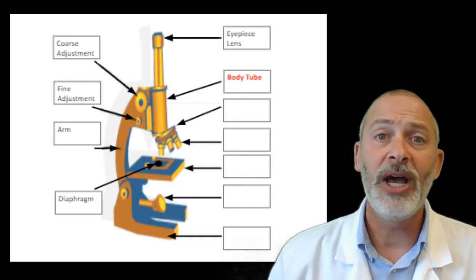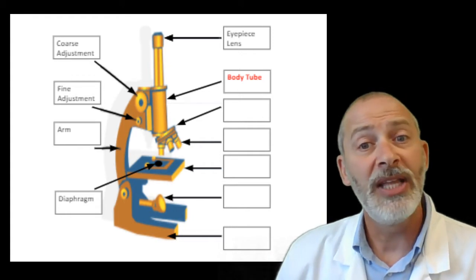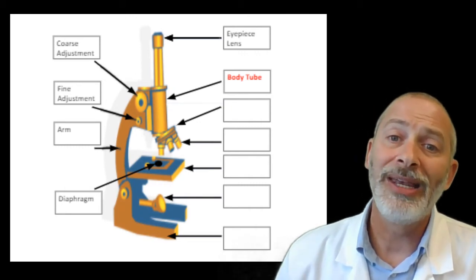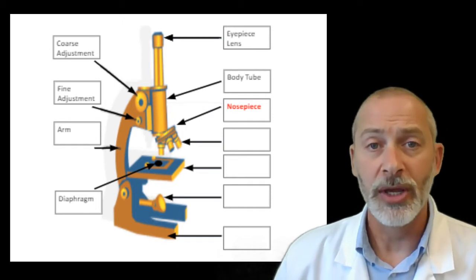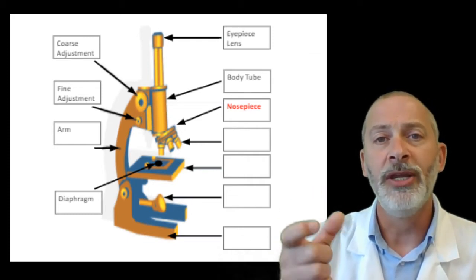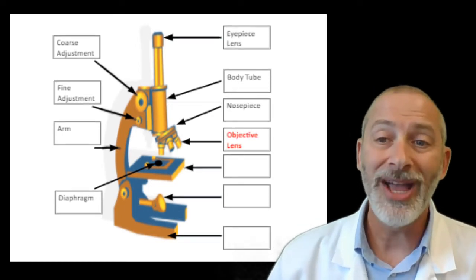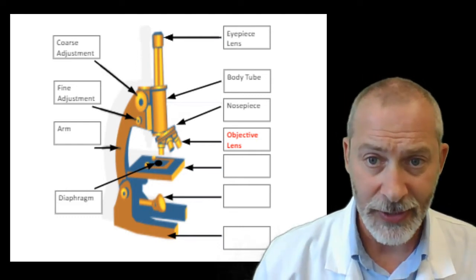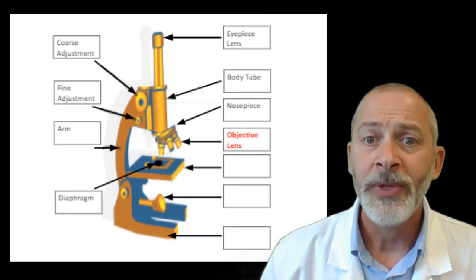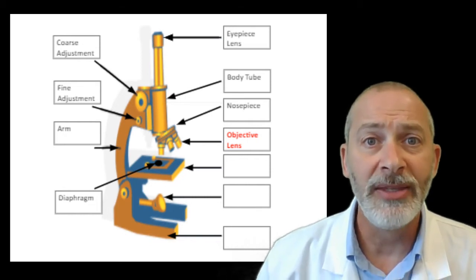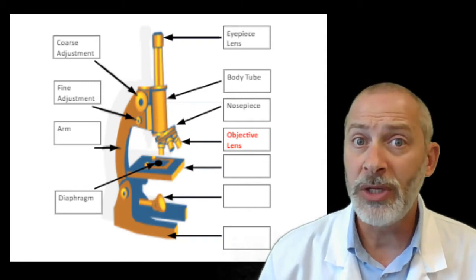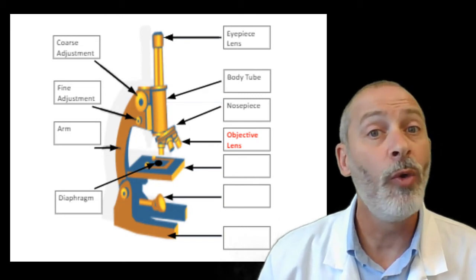The body tube is just simply a hollow tube which connects the eyepiece lens to the objective lens a little bit lower down. And those objective lenses are connected to a structure called the nose piece. The nose piece on a microscope rotates. It clicks into position as you change from one objective lens to another. Now, on the microscope here that we are checking out and the ones that we'll be using in our lab, typically there are three objective lenses: a low, medium, and high power objective lens.